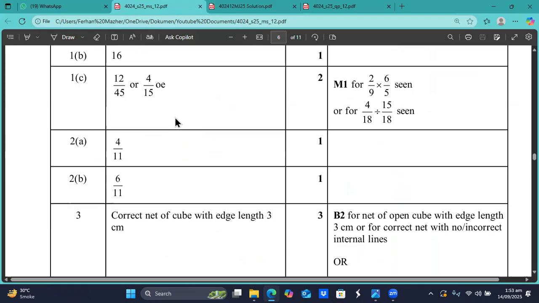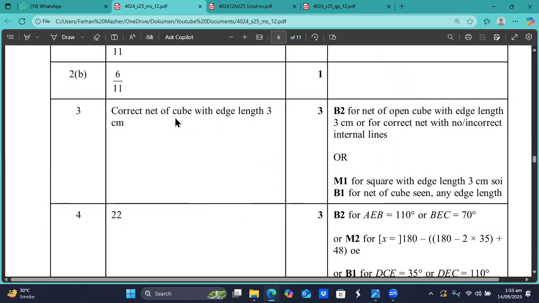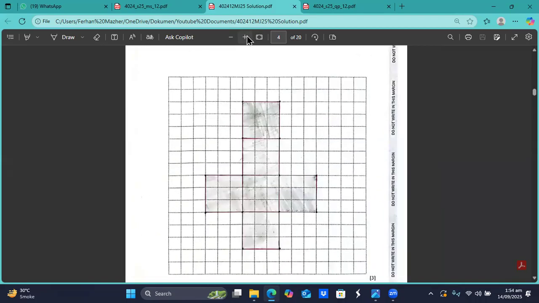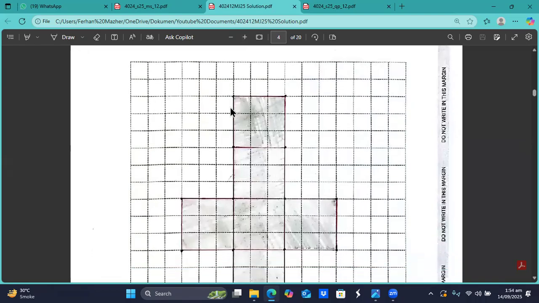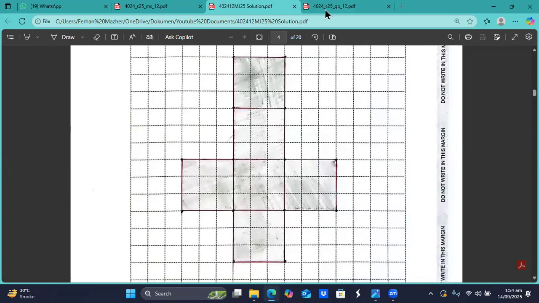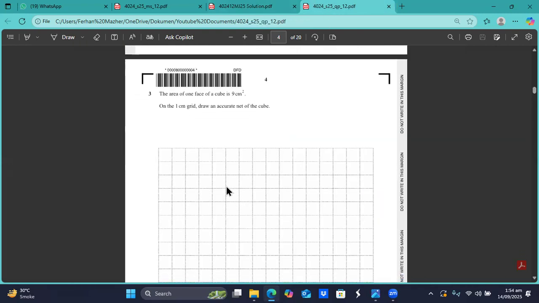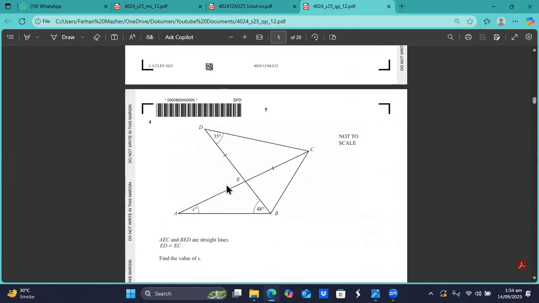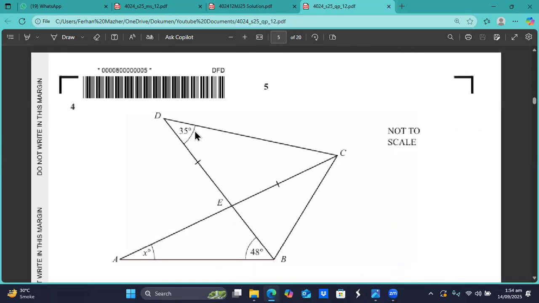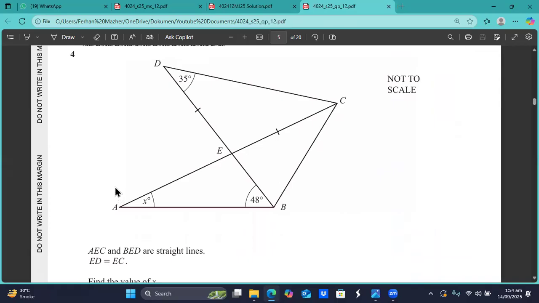So let's check. Correct net of the cube with the edge length 3 centimeter. So this is how this is done. Let me increase the size so now you can see more clearly. Okay, hopefully this is more visible to you now. Okay, we are done with question number 3. Here we go. Question number 4 is coming up on your screen.